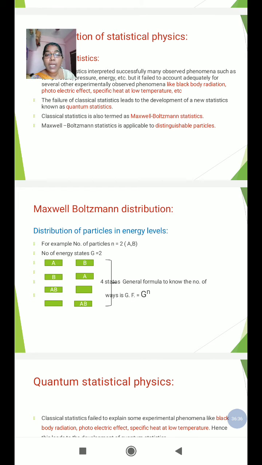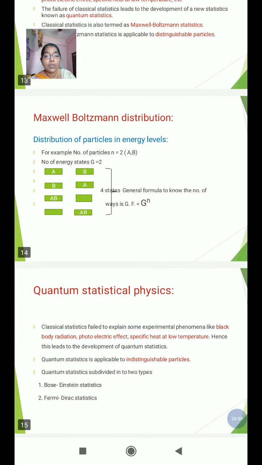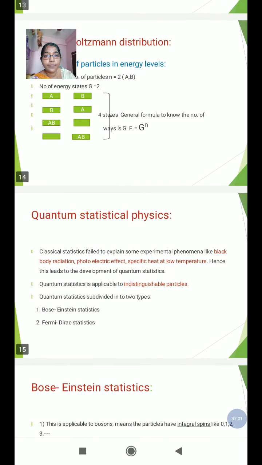Depending on this formula G power n, you can find out the number of ways of Maxwell Boltzmann distribution. So, the number of ways of distribution of particles in energy levels is G power n, where G is the number of energy states and n is the number of particles. Okay, I think you understand this one. You can take other examples also.